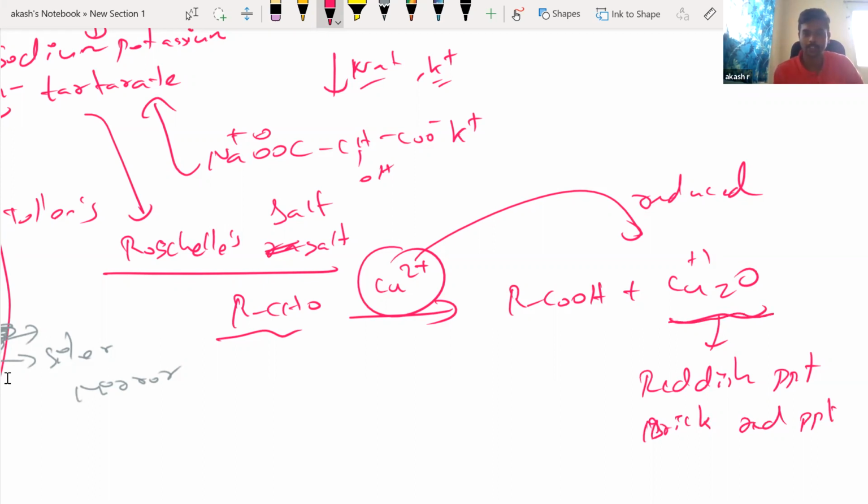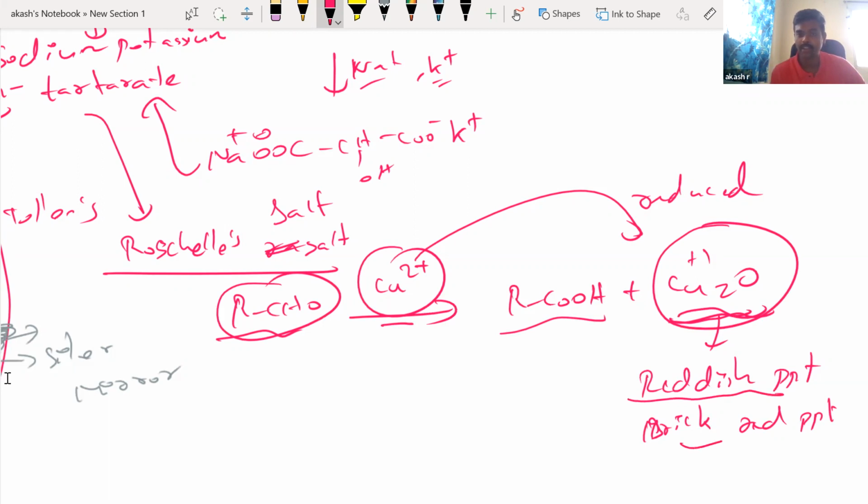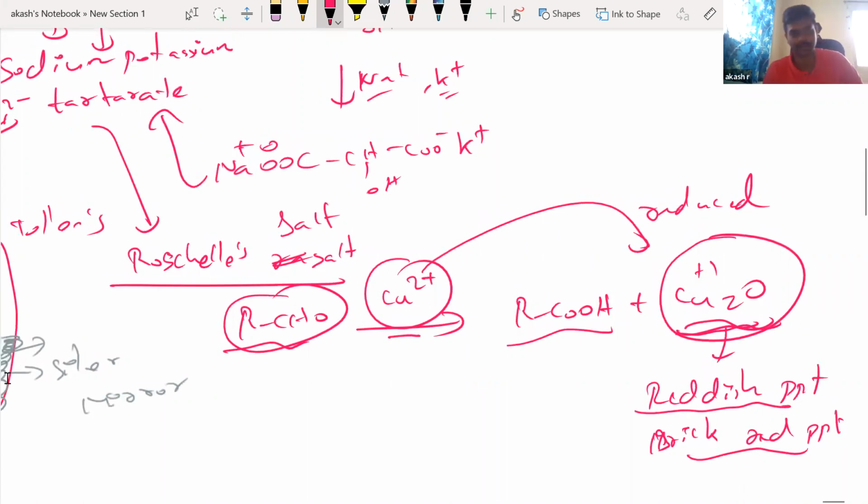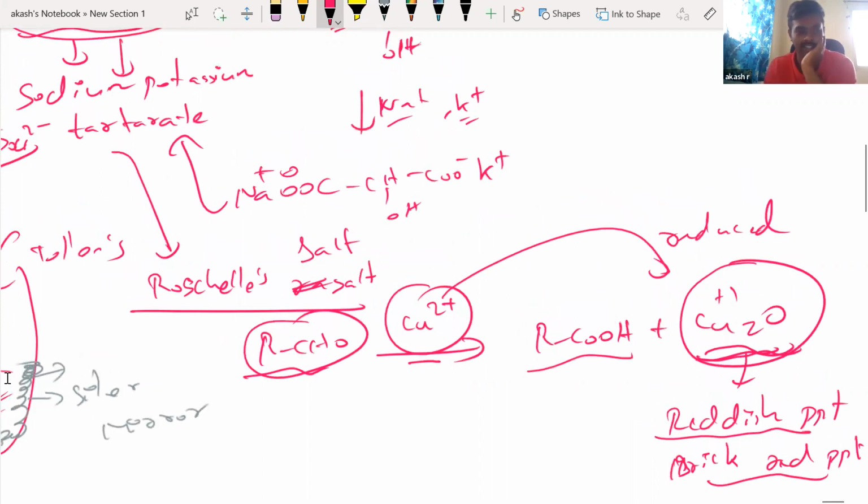Okay, because of the formation of Cu2O. So when you form this brick red or reddish precipitate, that confirms that the solution was nothing but an aldehyde. So we have RCHO getting oxidized to RCOOH. Cu2+ ions in the solution will get reduced to form Cu2O, which forms a reddish color precipitate, and that confirms the presence of aldehydes.